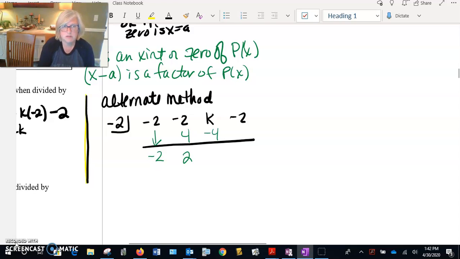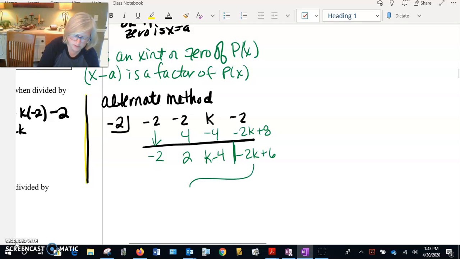When you add, it's okay to have a k in there. And then multiply, that would be negative 2k plus 8. And then combine those together would be negative 2k plus 6. And so the remainder, negative 2k plus 6, we want to know for what value of k would that be equal to 8. Negative 2k equals 2, k equals negative 1.